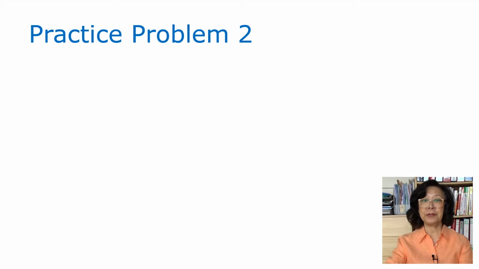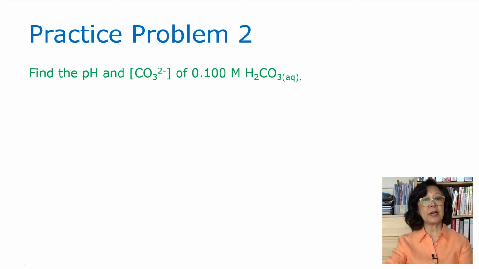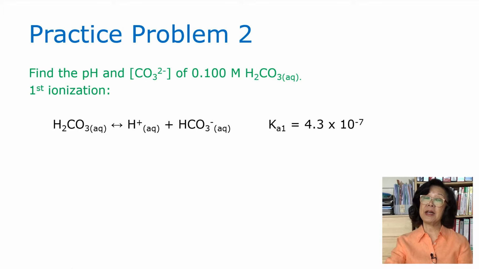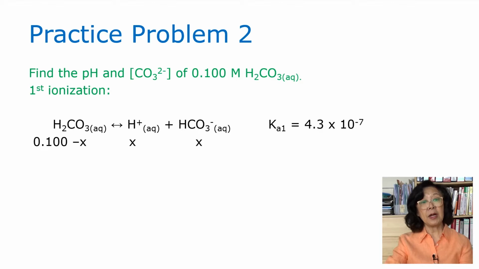Practice problem number 2. Find the pH and the carbonate ion concentration of a 0.1 molar diprotic acid, H2CO3, carbonic acid. So the first step, we take carbonic acid and ionize to form the first proton and hydrogen carbonate ion. K1 is 4.3 times 10 to the minus 7 from the book. Now we set up the equilibrium molarity of the species, the carbonic acid being 0.1 minus X, X being the change, and the hydrogen ion and hydrogen carbonate ion each having X as the molarity.